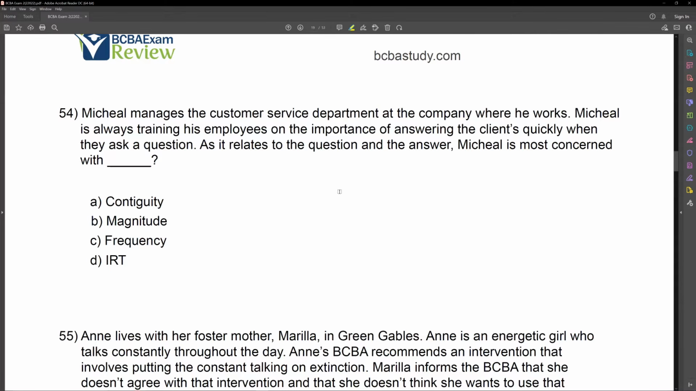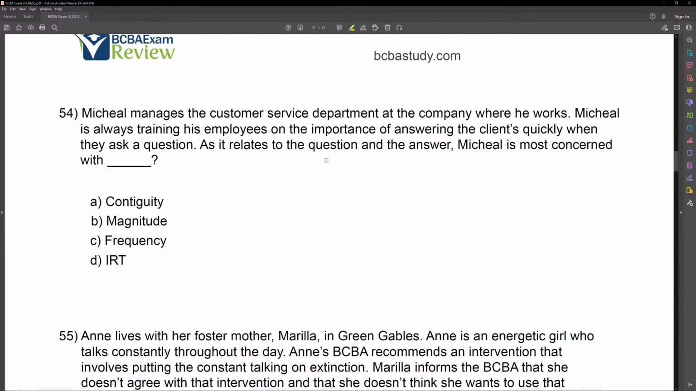So if we think back earlier, what was our answer then with Lewis and the green light? We were concerned with latency, right? The SD to the response. Well, that seems easy. Let's just find latency. If we go to our answer choices, we'll see latency is not an option, right? So we need to start thinking a little deeper. Now, IRT, we know is what? We know it's time in between 2 responses. Are we worried about the time in between the responses of the service department?